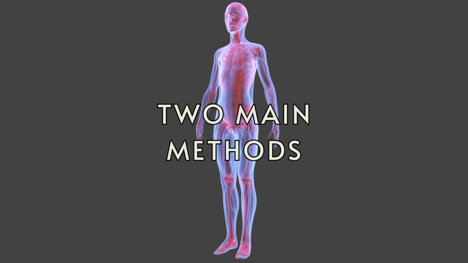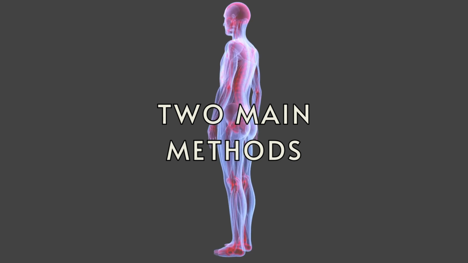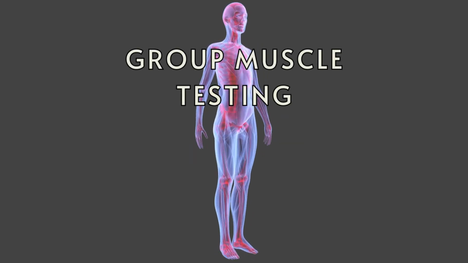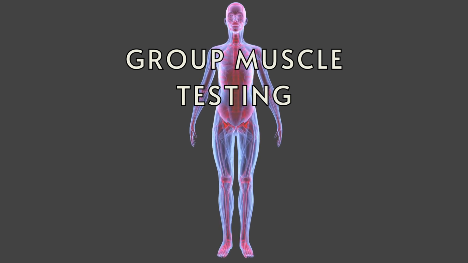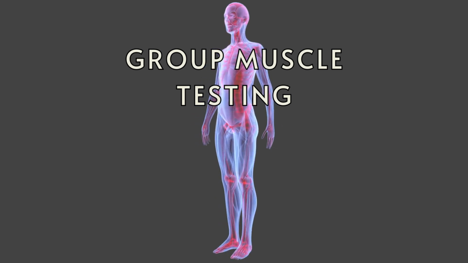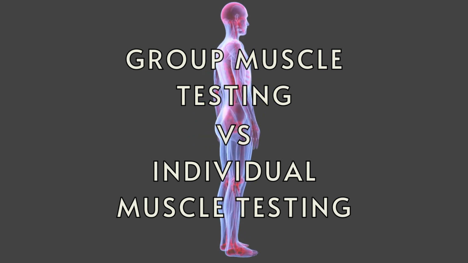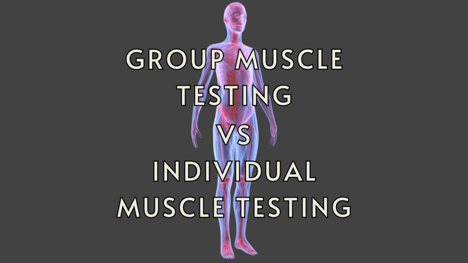So there are two ways that you can check the manual muscle test. First is the group muscle test, whereby you just check for gross movements in a joint itself. Secondly is the individual muscle test, whereby you look out for certain specific muscles, for example the pectoralis major, and try to isolate it and test it just by itself.